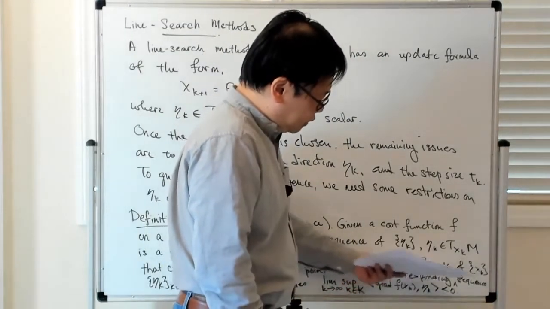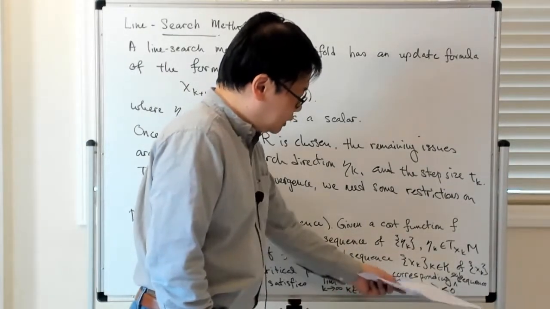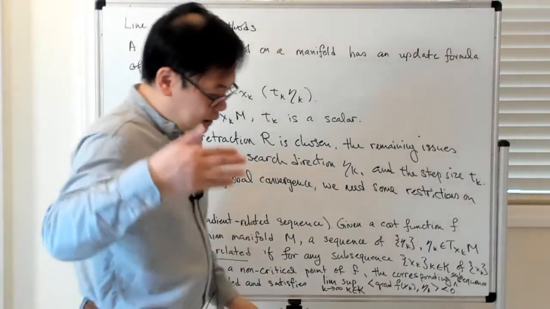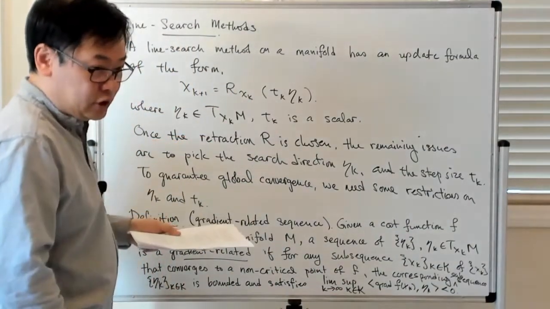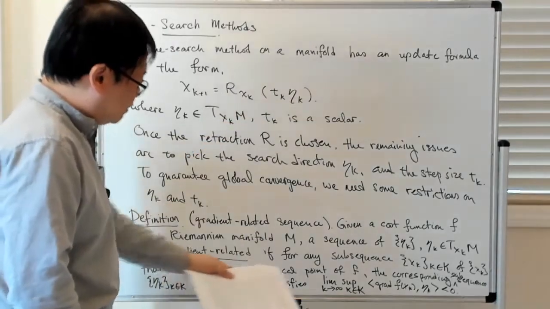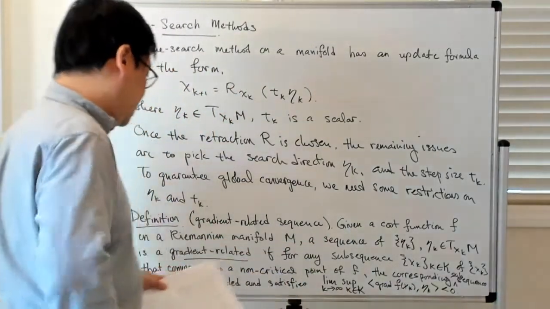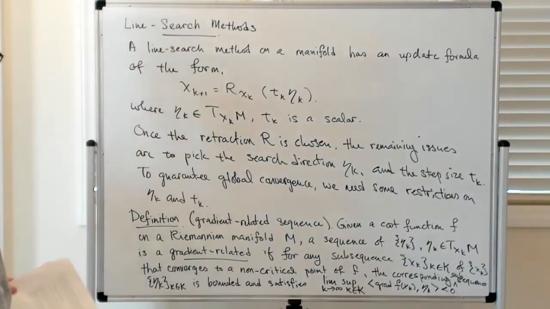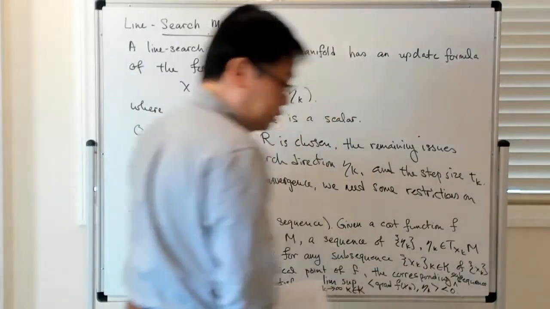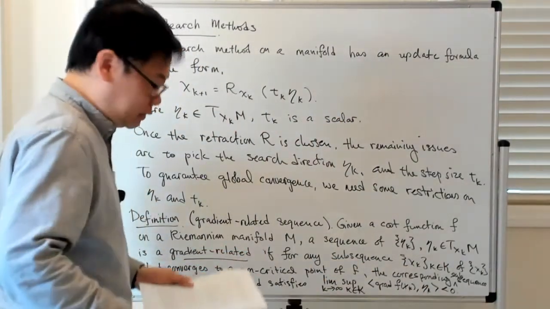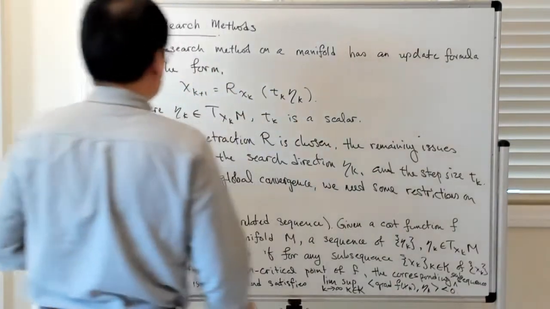Whereas if you violated this lim sup condition, then what could very well happen is that the line search method which you implement, using this particular sequence of search directions, could end up just not converging to this non-critical point, which is obviously not what you want. Okay. All right.